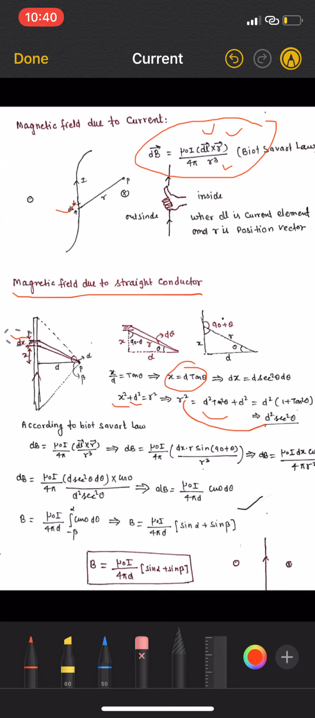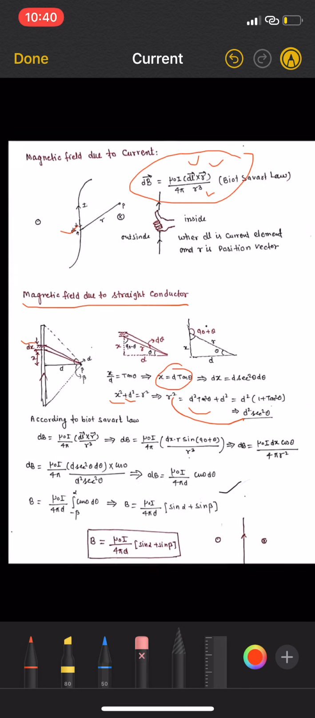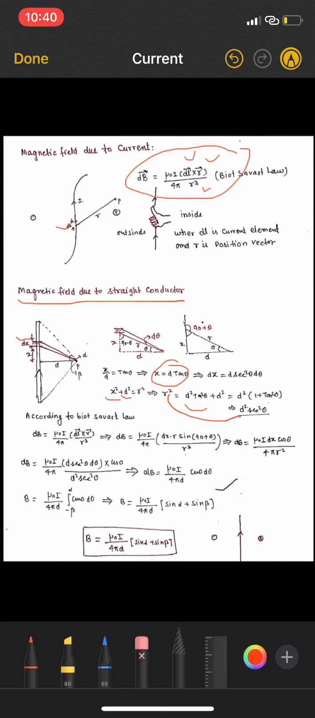But if we see the angle between these two, that angle is 90 plus theta. So in place of dl I write dx, in place of r, r only, but in place of theta there is 90 plus theta. So I write sin 90 plus theta, and we know sin 90 plus theta very well, that will become cos theta. And one r of the numerator and one r of the denominator get cancelled. Basically this is r cube.